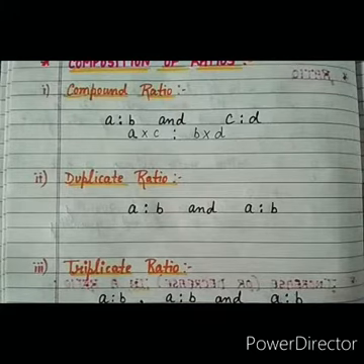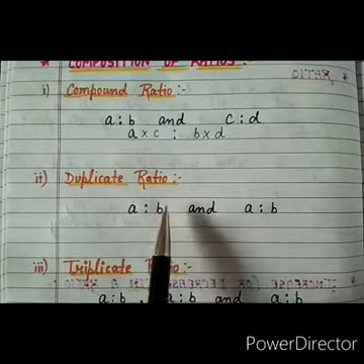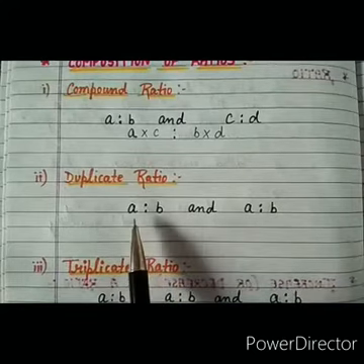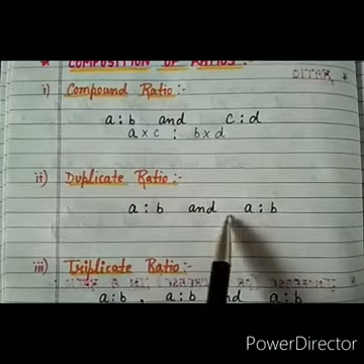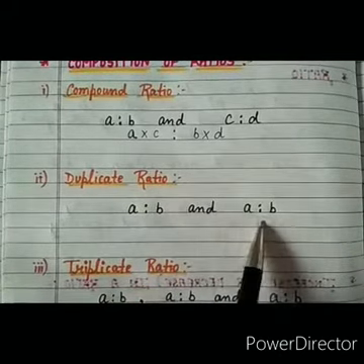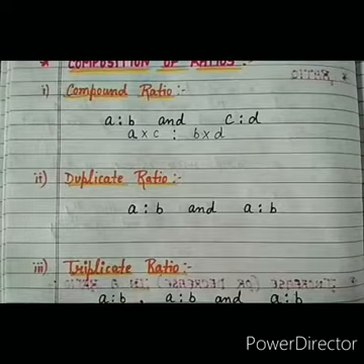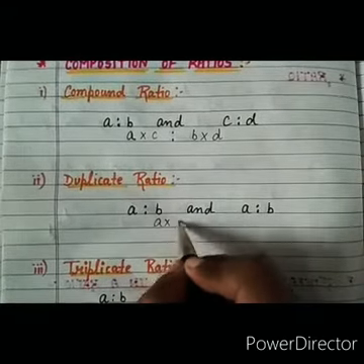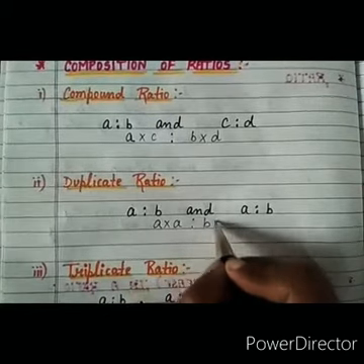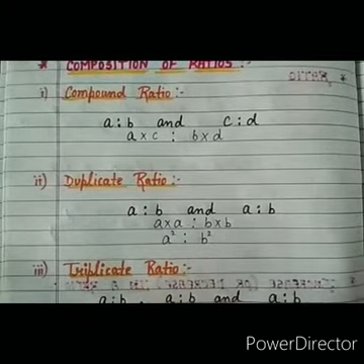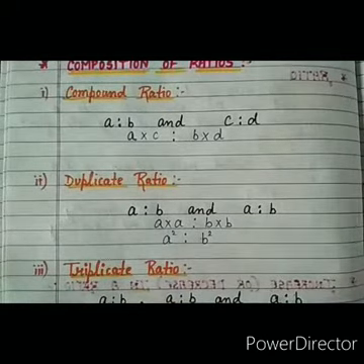Now, the second point is duplicate ratio. It is a compound ratio of two equal ratios. For example, here we have two equal ratios, A is to B and A is to B. Then the compound ratio of these equal ratios is known as duplicate ratio. Meaning we have to multiply A into A is to B into B. It will become A square is to B square. This ratio is called duplicate ratio.